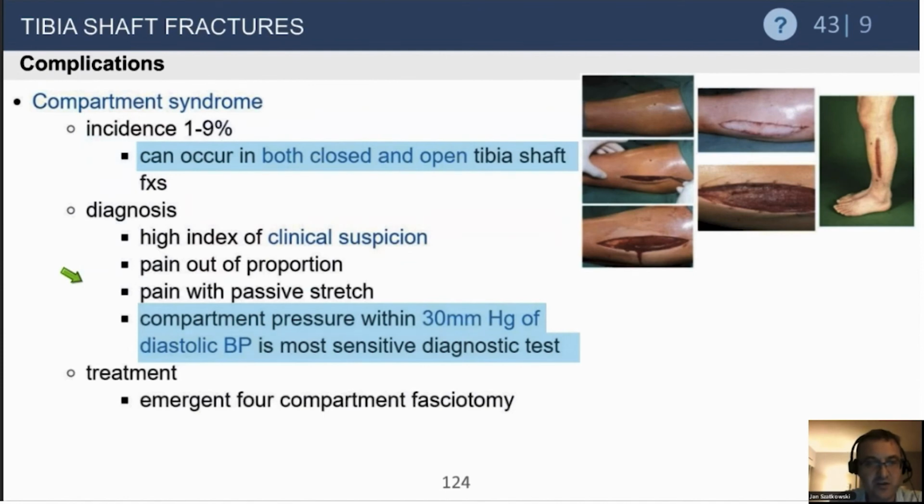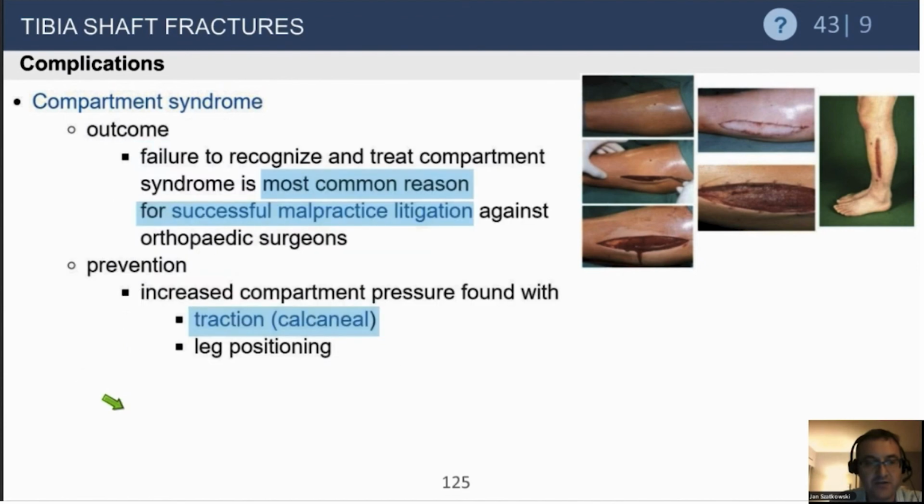Now in terms of compartment syndrome, it's one of the last topics and one of the most important. Incidence is 1 to 9%. It occurs in both closed and open fractures. Always just be on the lookout for this. If you think it's compartment syndrome, it most likely is. You need a high index of clinical suspicion: pain out of proportion, pain with passive stretch. If you're not sure clinically, make sure you get compartment pressures, and then that can lead you down the road of doing an emergent four compartment release, single or dual incision. That's based on your experience and preference.